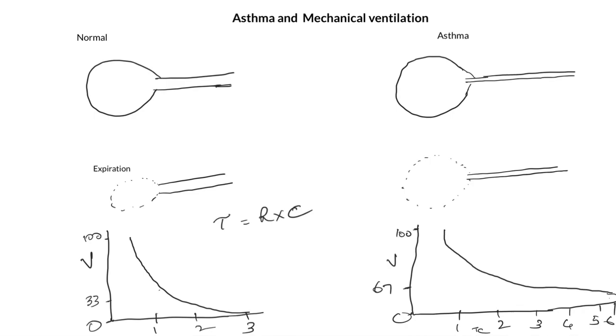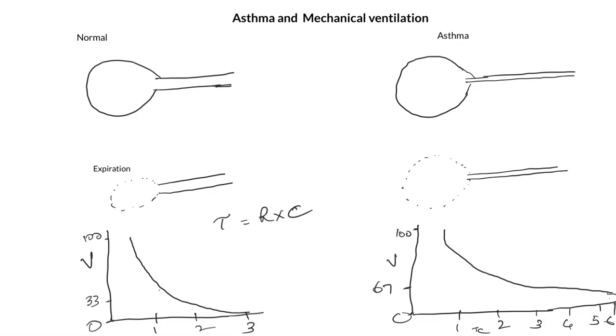This is a very brief video on why mechanical ventilation is very hazardous in the setting of asthma. So here we are looking at a normal alveolus. On the left side, as you can see, the straw, which represents your airways, is wide. So to exhale a normal tidal volume doesn't take that long in the normal lungs.